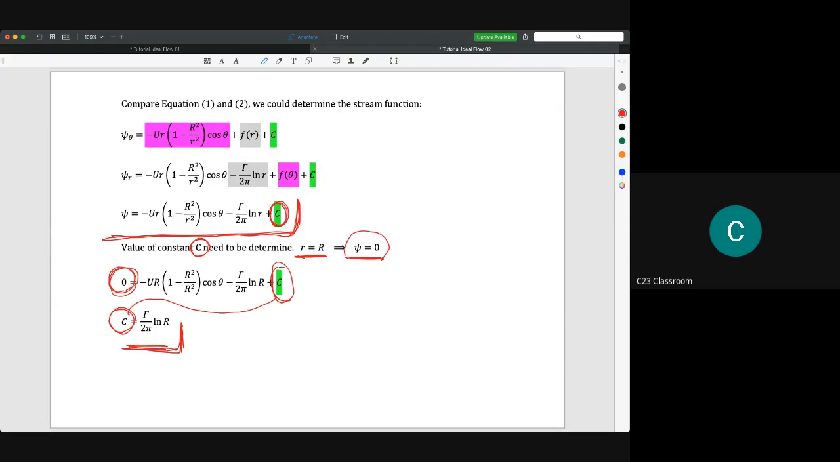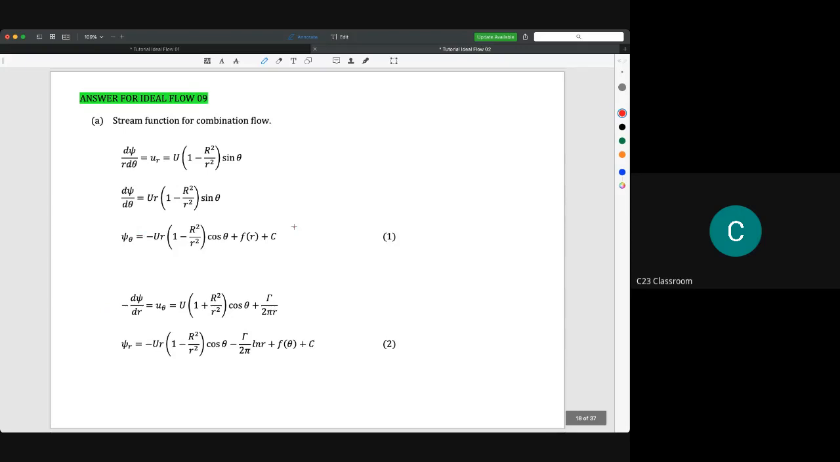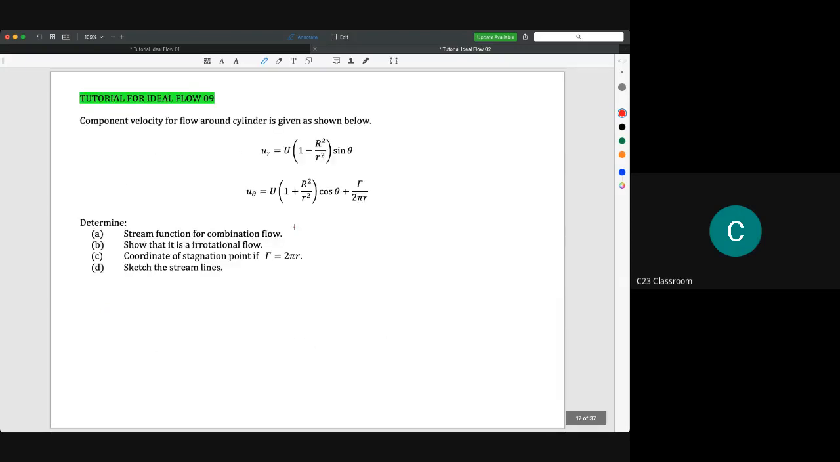And finally, if you substitute the value here with gamma over 2 pi ln r, you will get these terms. What is the difference between this solution and the previous solution that I already discussed with you? In this solution, we just use the value here. In this solution, you know that we have a gamma here.